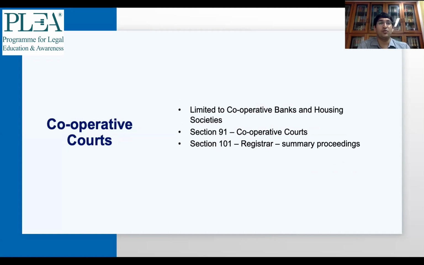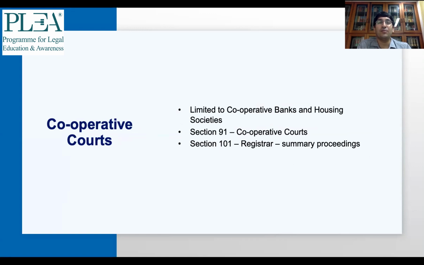Lastly, I'll just quickly, in 2 minutes, sum this up. So even cooperative courts have been set up under the Maharashtra Cooperative Societies Act. It is limited only to cooperative societies, so cooperative banks or cooperative housing societies can approach. You have the cooperative courts which are set up under Section 91. Although they are called courts, they are actually tribunals. So again, the Evidence Act and CPC may not necessarily apply.